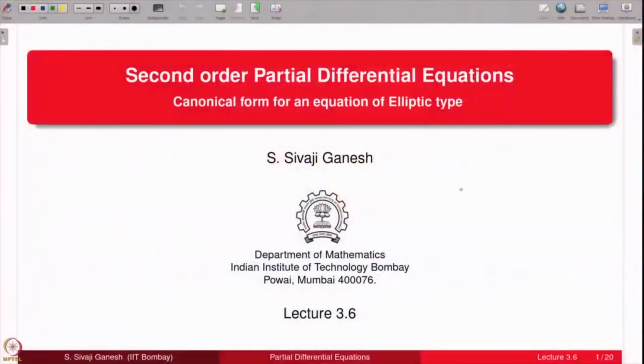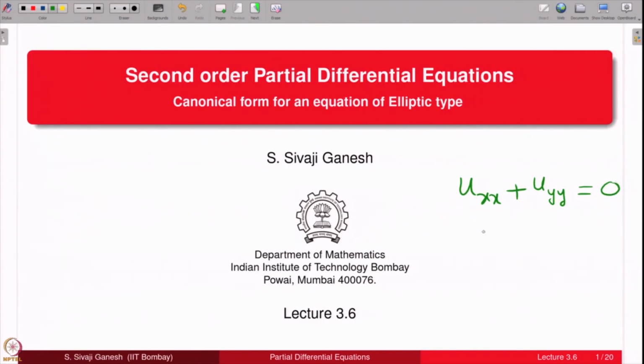In this lecture, we are going to consider second order linear partial differential equations, which are identified as elliptic equations, and try to obtain a canonical form for the same. Recall, we have seen one example of an elliptic equation, namely the Laplace equation. So, the canonical form for an elliptic equation, we would like to resemble this.